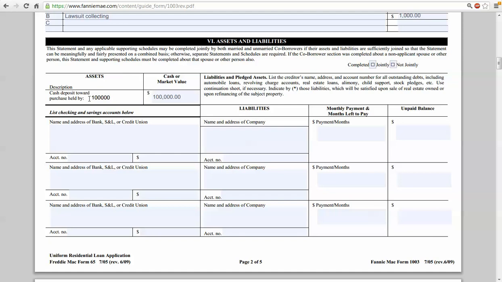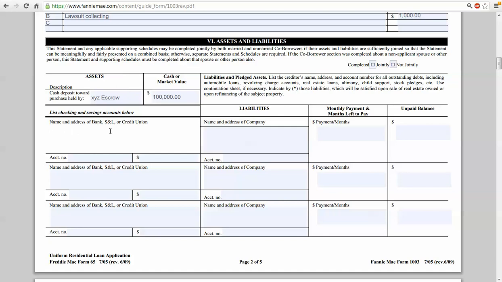This is actually going to be the name of where it's being held. So we'll call it XYZ escrow and $100,000. So that's only for a purchase transaction. If this is a refinance, you'll leave this section blank.